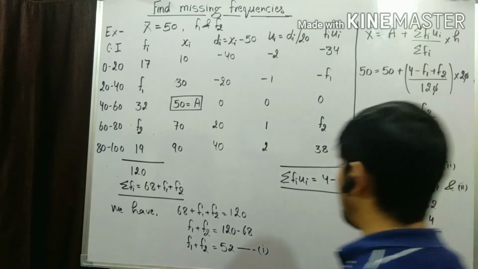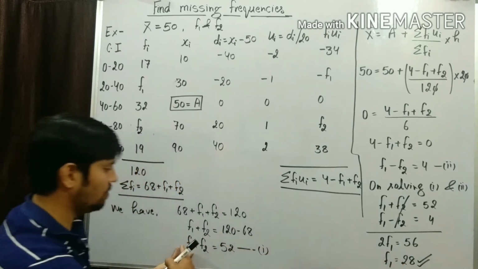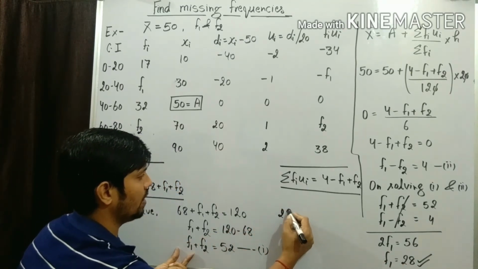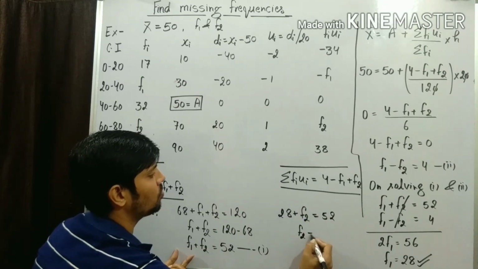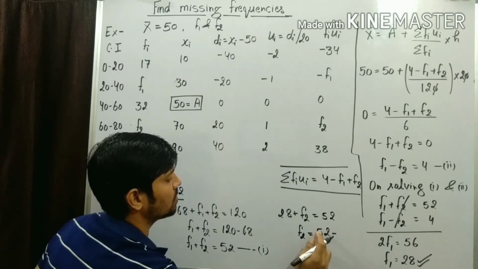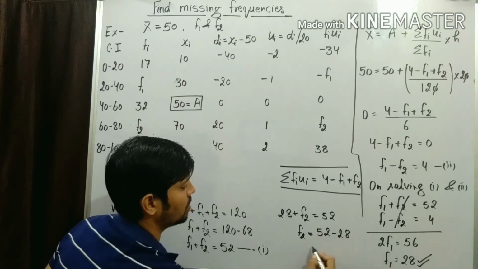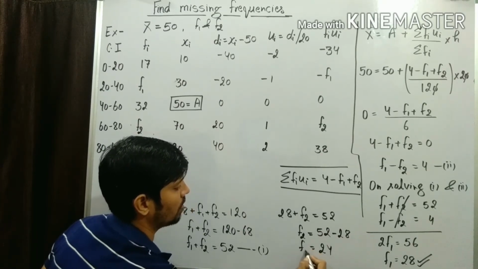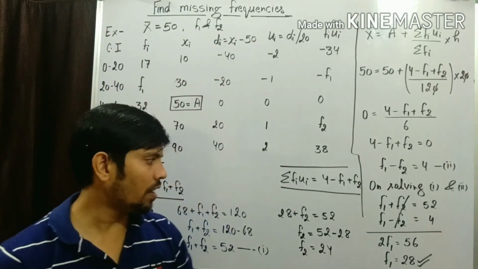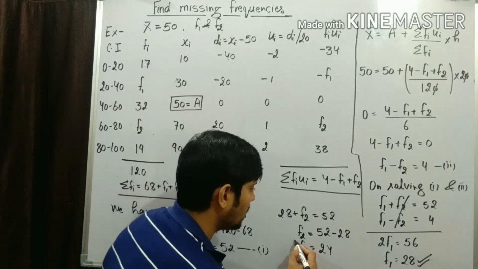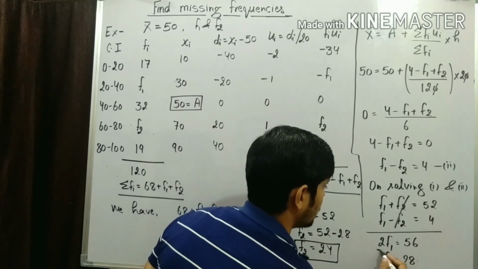Now we can find the value of f2 with this equation. If we put the value of f1, 28, here, this is 28 plus f2 equals 52, and the value of f2 will be 52 minus 28, and this will be equal to 24. So you are seeing we got two values here: f1 is 28 and f2 is 24 with this method.